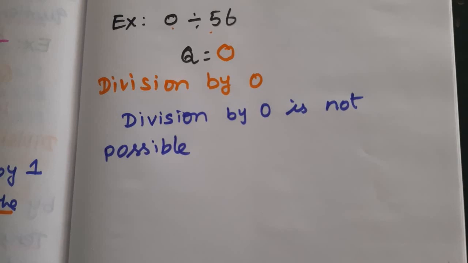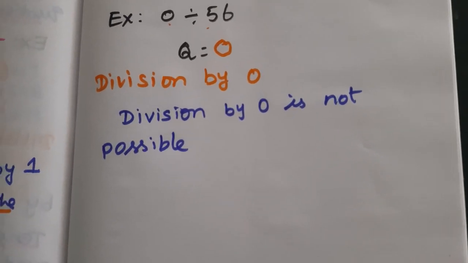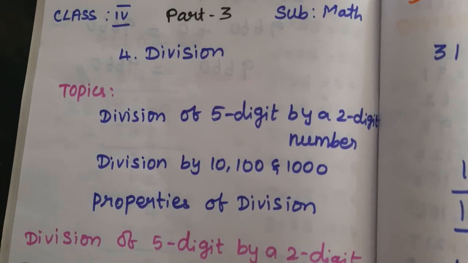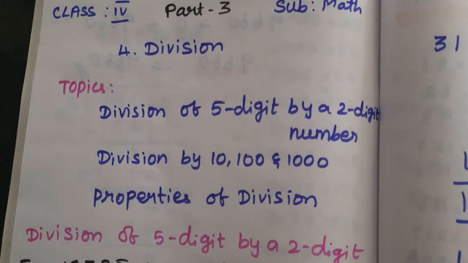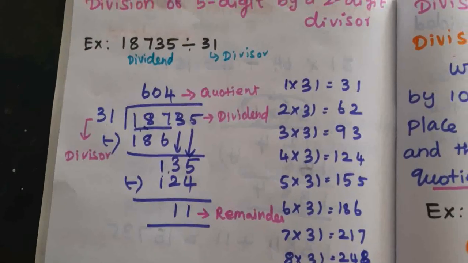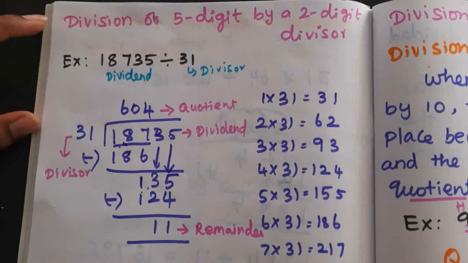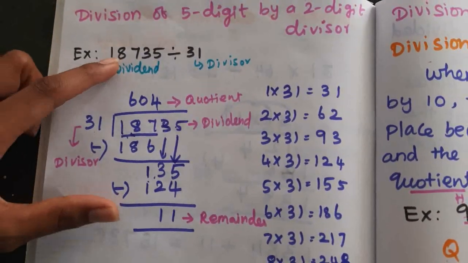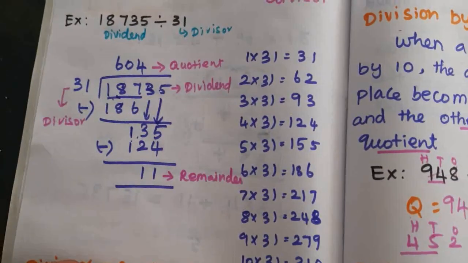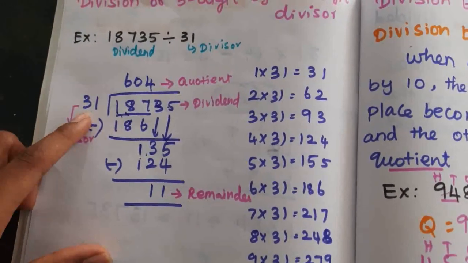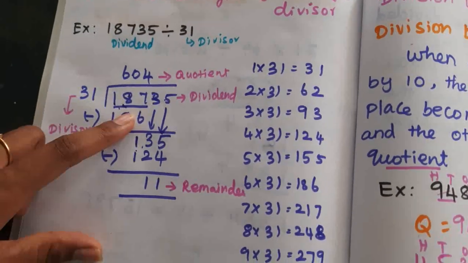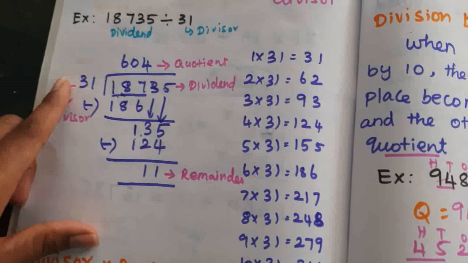Now I am going to conclude this session with a quick recap. In this session we discussed 5-digit by 2-digit divisor division, division by 10, 100, 1000, and finally the properties of division. For the division of a 5-digit number by a 2-digit divisor, first write the dividend and the divisor, then write the tables. See how many digits are given in the divisor. First you have to observe, then you have to compare.